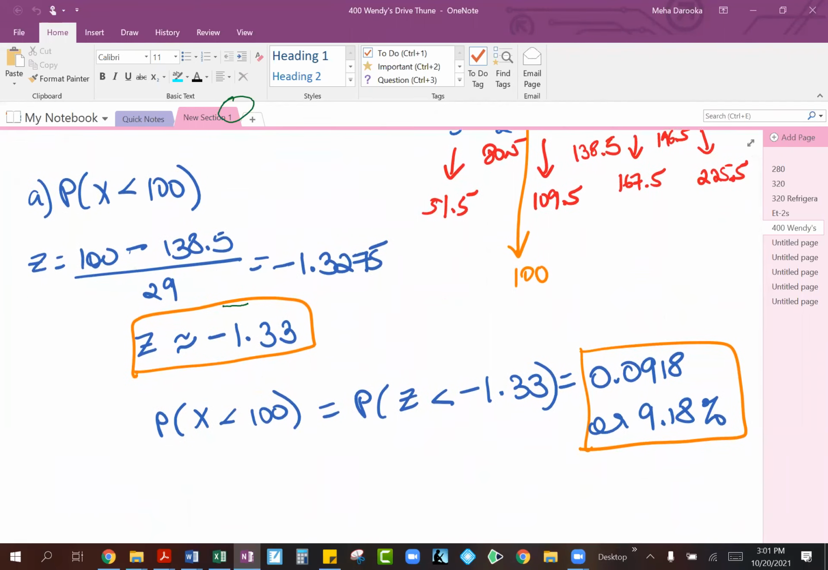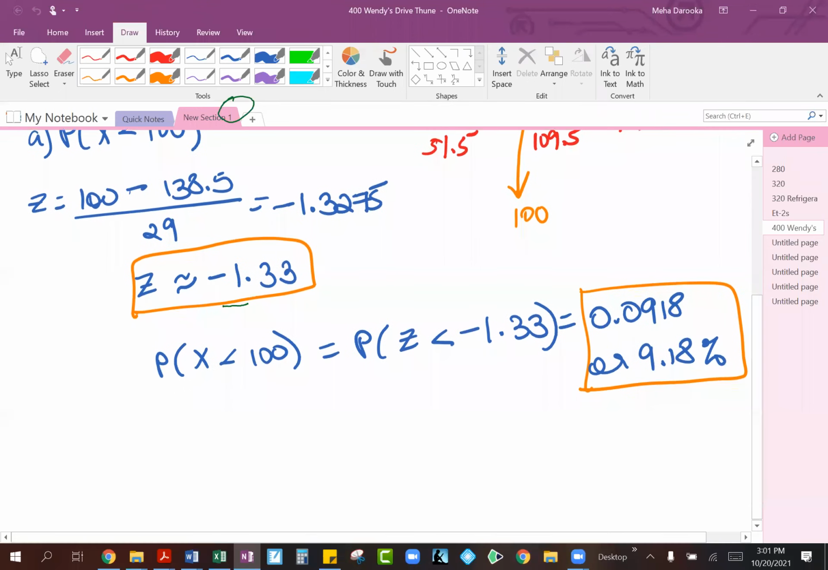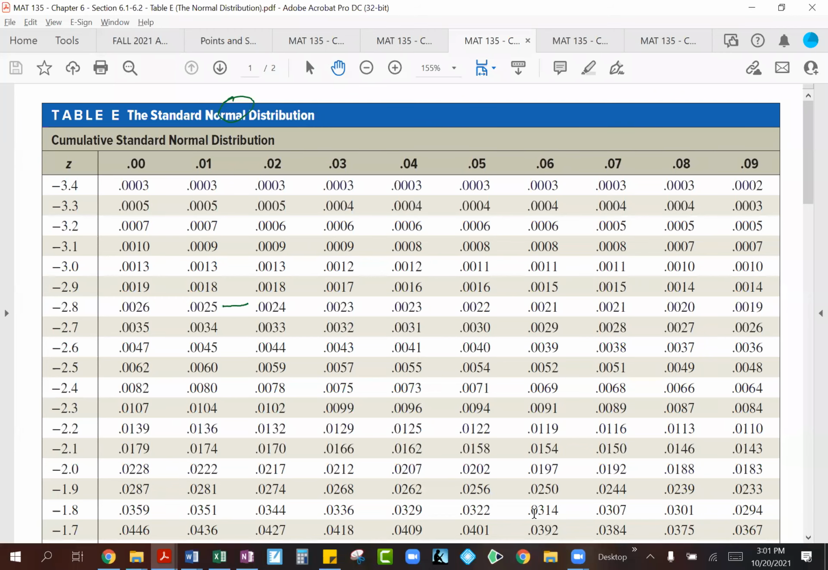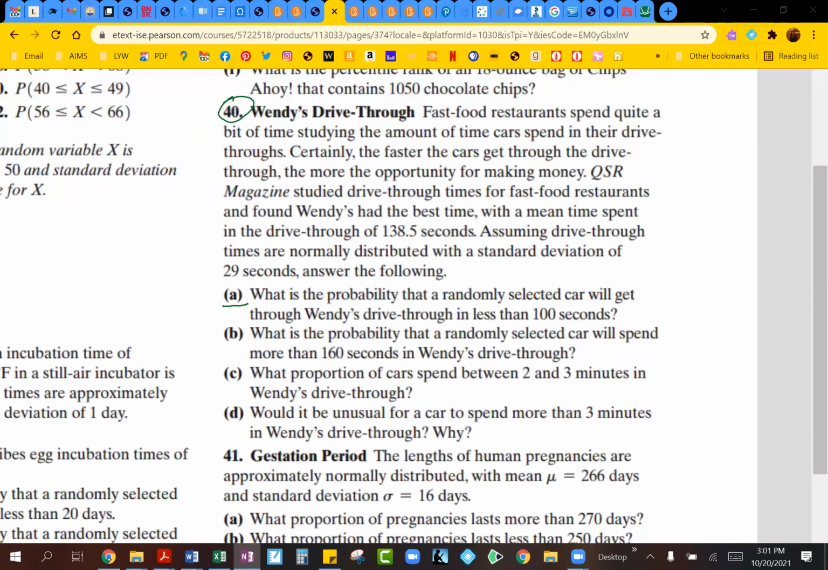The first thing we had to do was calculate the z-score, right? Because we want to know how many standard deviations below the mean 100 is, and we got a z-score of negative 1.33. Then using our standard normal distribution table, which is over here, we calculated a probability of 0.0918, or approximately 9.18%. So that was part A. Now let's look at the other parts of this problem.